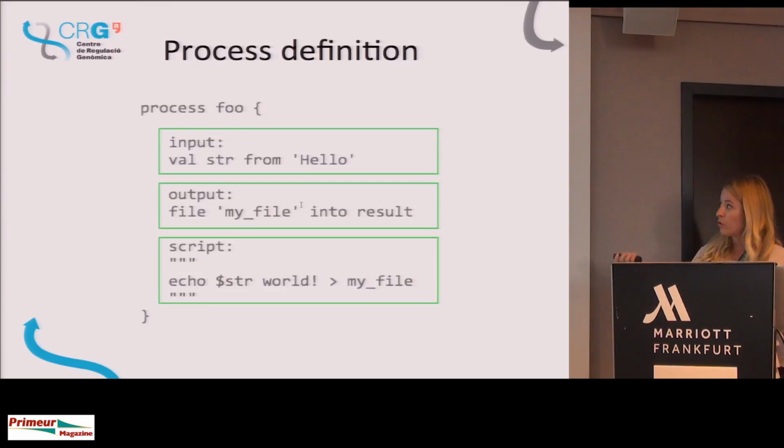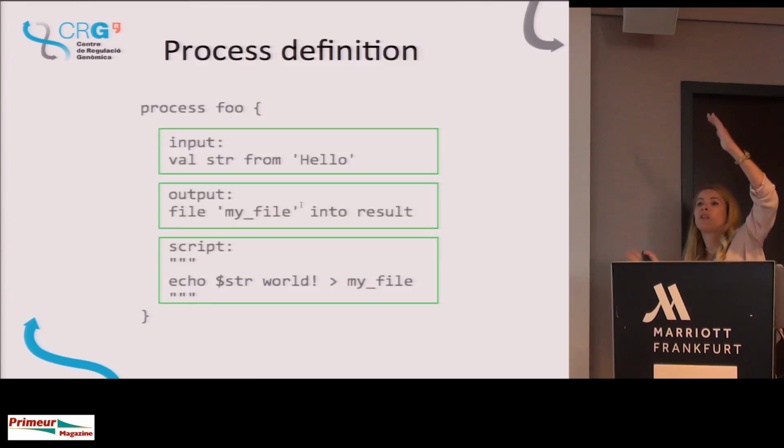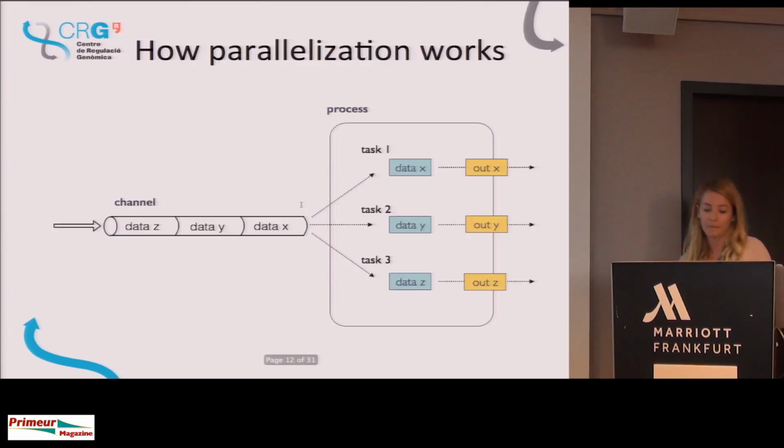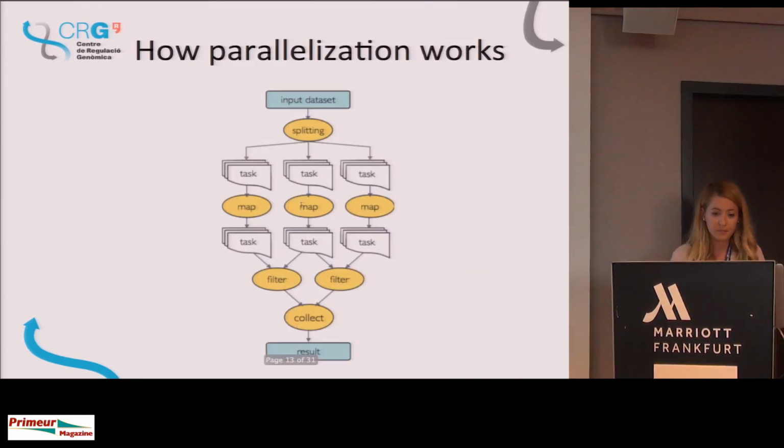And this is how a process looks: input, output, and your script. As you see, this is Bash, and that's it. And if you here had hello, hola, ciao, it will just run it automatically. It will call different nodes, for example, if it runs on a cluster, to print it. And this is exactly what I was saying before. So it creates a kind of channel, and everything runs in parallel, your data basically.